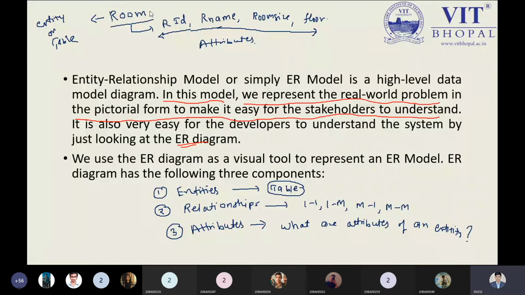And room size: it is a hall, it is a lab room, it is a hall room, or it is only a conference room, so we can say. These are the various kinds of things we can represent.